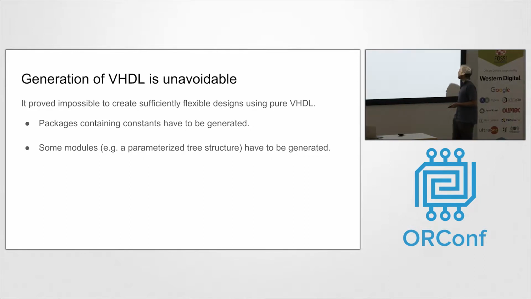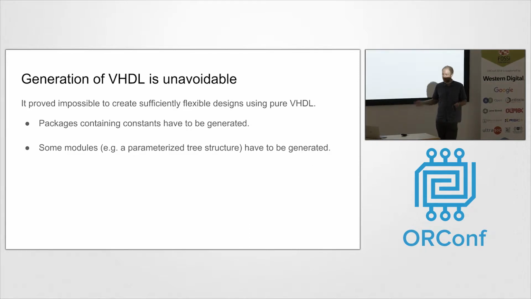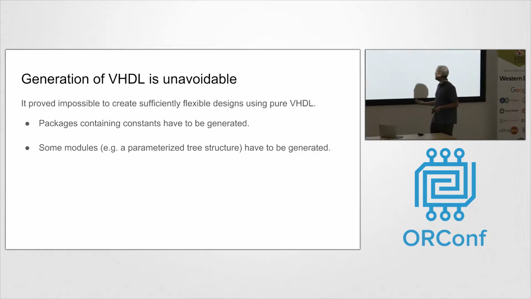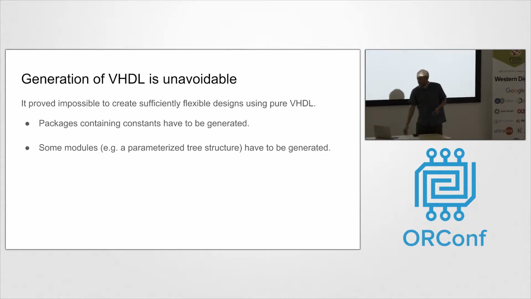I guess there's a difference here between what is in the latest VHDL standard, and what we can rely on all of the tools supporting and all of our customers' tools supporting. So, we can't rely on recursive instantiation, which would be lovely for making a tree structure, so you end up having to generate it.